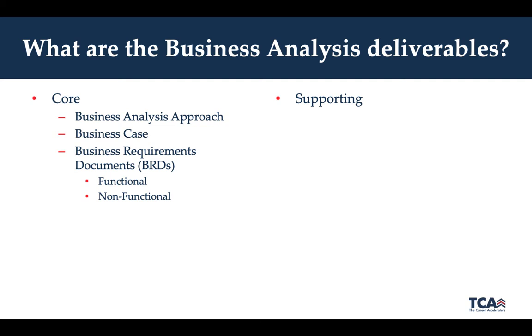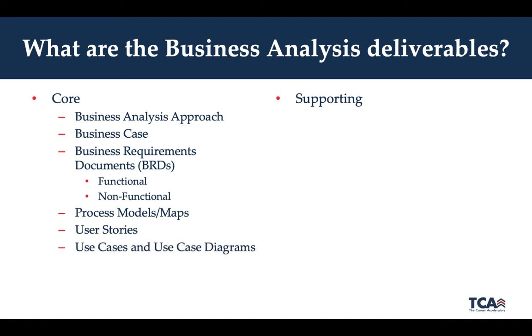Part of the core deliverables also includes process models or process maps. This is usually a pictorial representation of the sequence through which processes or activities are completed within the organization. Then we have our user stories, which are a different form of requirements. We have our use cases and use case diagrams, which are the same business requirements represented in a slightly different way. In a nutshell, these are some of the core business analysis deliverables.